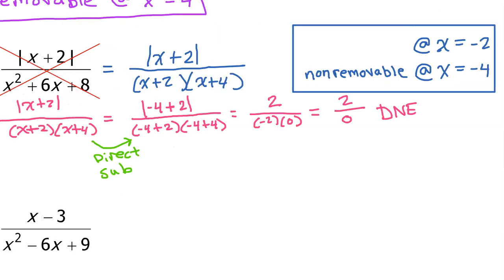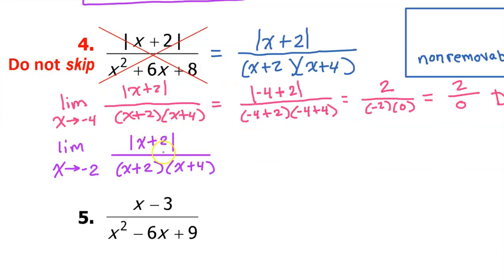So we figured out that we have a non-removable discontinuity at x equals -4. Let's try to use the same strategy to figure out if the discontinuity at x equals -2 is removable or non-removable. Let's see what happens when we try to find the limit as x approaches -2. Direct substitution gives us this, but -2 plus 2 is 0. So we're going to end up with a 0 in the numerator and a 0 in the denominator.